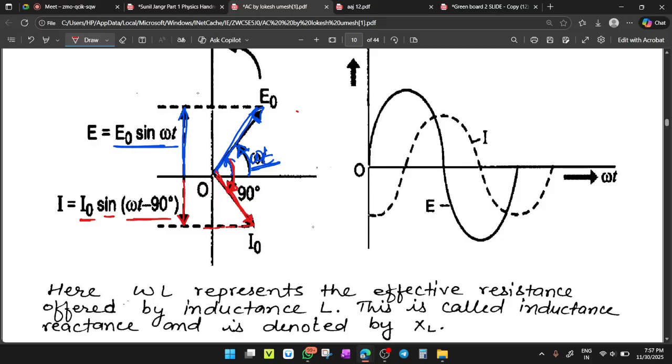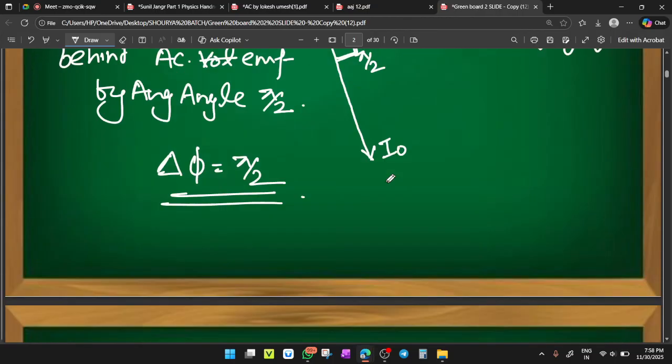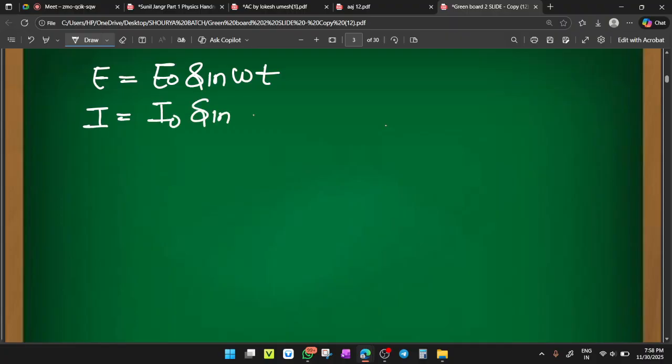So see, here the current is lagging behind the voltage. Means E started with an angle of omega t, at t equal to 0. We have two relations. First, for voltage, E equals E naught sine omega t. And for current, I equals I naught sine (omega t minus pi by 2). Clear or not clear?